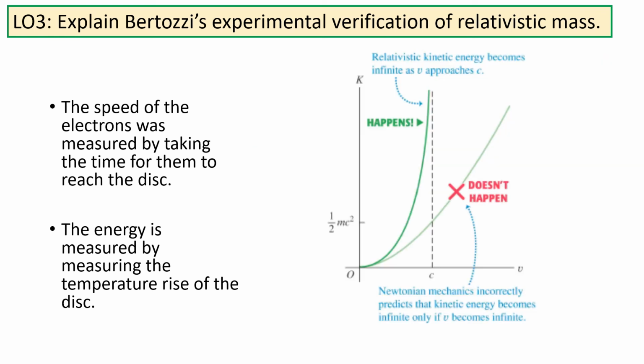This was found to experimentally confirm Einstein's prediction. By plotting the energy of the electrons against the speed of the electrons, Bertozzi found a curve which very closely matched Einstein's prediction. This is the end of the Turning Points chapter of Special Relativity, and indeed the end of the course.